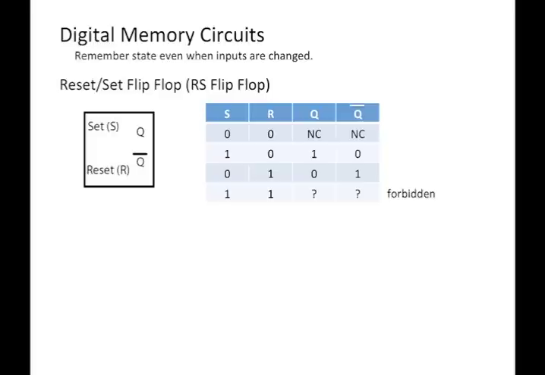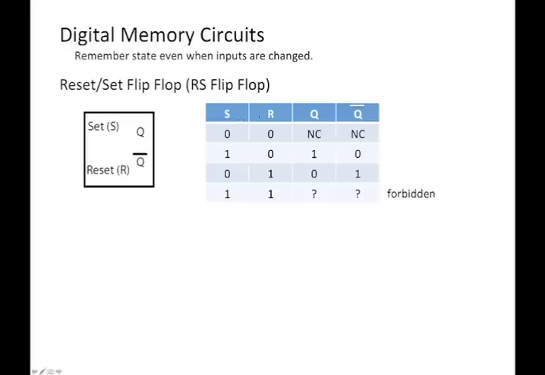The first digital memory circuit is the reset-set flip-flop, or the RS flip-flop. Essentially, it's a chip. It has an input that's set, that's S, an input that's reset, that's R. It has an output Q, and it has an output Q bar. And typically, Q bar is the opposite of Q. So the truth table looks like the following.